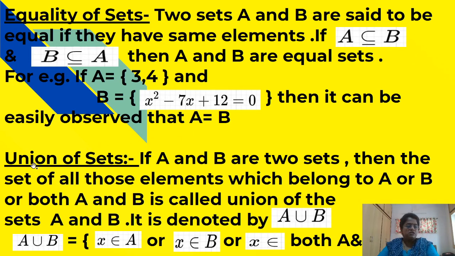Now we will see what is the definition of union of sets. If A and B are two sets, then the set of all those elements which belong to A or B or both A and B is called the union of the sets A and B. It is denoted by A union B. We can write A union B is equal to {x : x belongs to A or x belongs to B or x belongs to both A and B}.